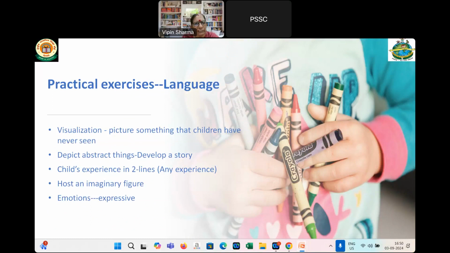Depict abstract things, develop a story, experience in two lines, host an imaginary figure, classmate, emotions, like fairy tales, that is very good to tap imaginations. Do I have time? This is 50. I'll just take two minutes over here. Once upon a time, not once, every time, when a child in class, nursery, lower KG, the teachers tell them the story of fairies. And they start thinking, what does a fairy look like?